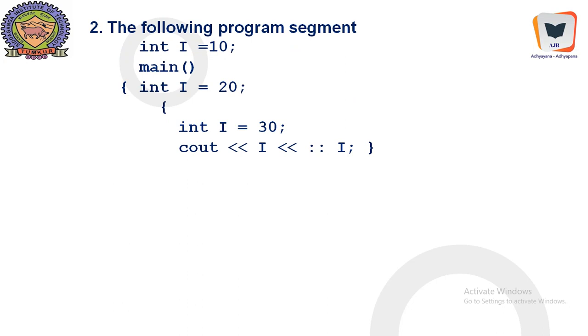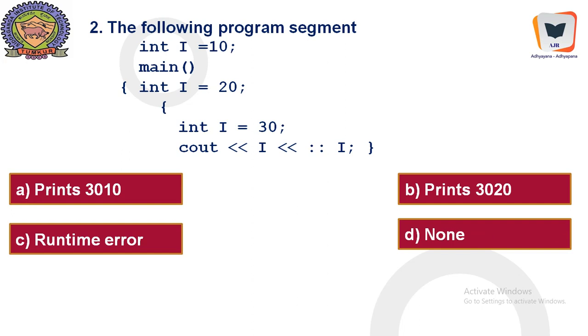Second question, the following program segment: integer I equal to 10, since it comes above the main, it is a global declaration, and within main there is a local variable I equal to 20, and within this program once again we have a block where integer I is once again redefined and it is equal to 30. Now we are trying to print out I alone and I with scope resolution operator. The first I brings 30, and the second one is with the scope resolution operator, and you should know the scope resolution operator is basically meant to manipulate a global variable in case a local variable has the same name.